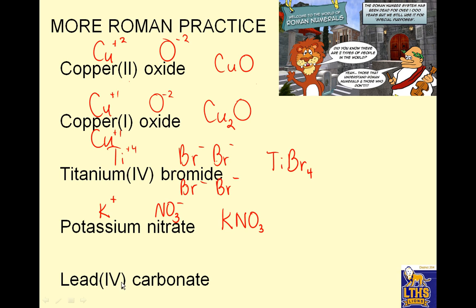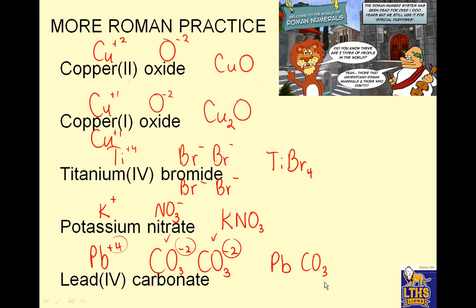Lead 4 carbonate. How do I know this is not an always metal? Because it has a charge there, Pb +4. Carbonate, CO3 -2. This does not equal 0. I need another one of those. Now I have 4 positive, 4 negative. That equals 0. So it's Pb, and I need to tell you how many carbonate in my compound, CO3, but I need 2 of them. So I put a 2 on the outside of parentheses.